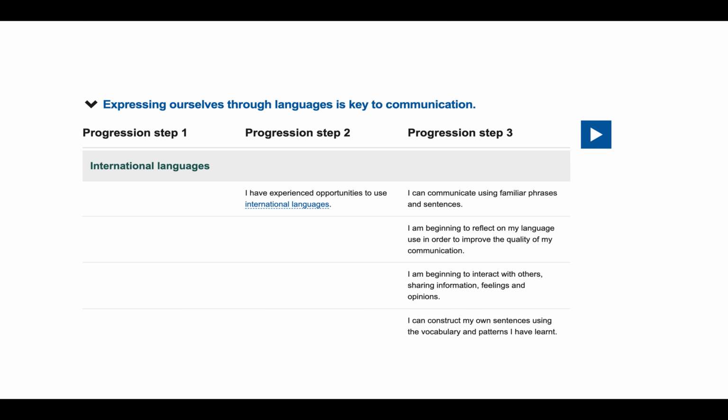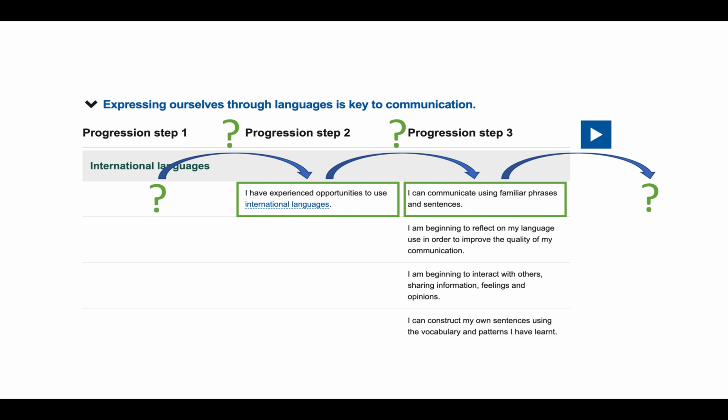For example, for the what matters statement expressing ourselves through language is key to communication, the first description of learning for progression step 2 states that I have experienced opportunities to use international languages. And then progression step 3 states I can communicate using familiar phrases and sentences. Neither description of learning gives us any detail or specific information about the skills, knowledge, and experiences that learners will need to have had before they can get to each point. So therefore, it is up to us as professionals to make those decisions.